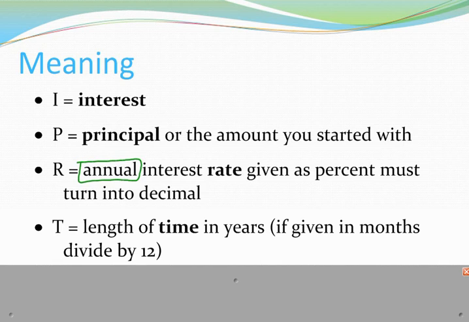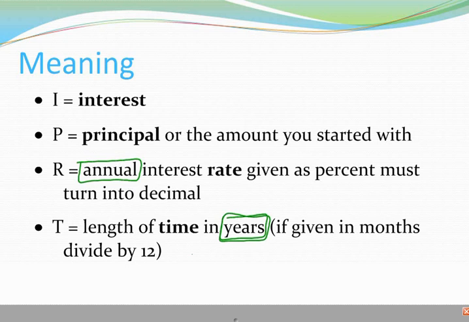And T is a length of time, and the time has to be in years. Okay, so we're talking about years here. If it's given in months, you have to divide it by 12. So if it is 6 months, you need to write it down as 6 over 12. If it is 3 months, you need to write it down as 3 over 12. And we will do an example problem that deals with this.